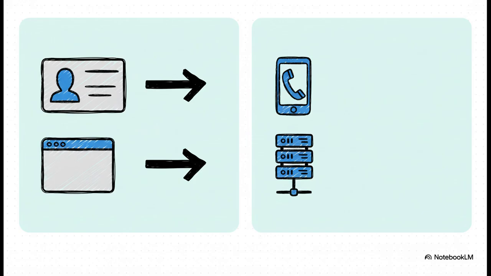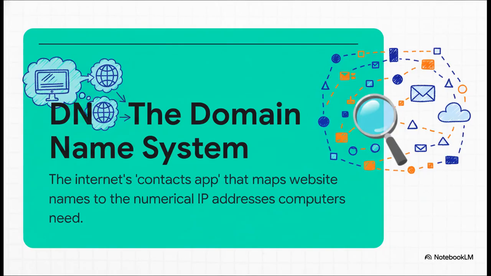Just like you'd whip out your phone, open your contacts, and look up Bernard to get his number, your browser needs a way to look up a website's name to get its IP address. It's the same simple idea, just happening on a global scale at the speed of light. And that giant automated contacts app for the entire internet? It's called DNS, the Domain Name System. It's the invisible magic that translates the names we can remember into the numbers computers understand.